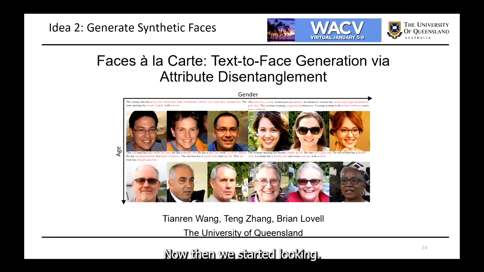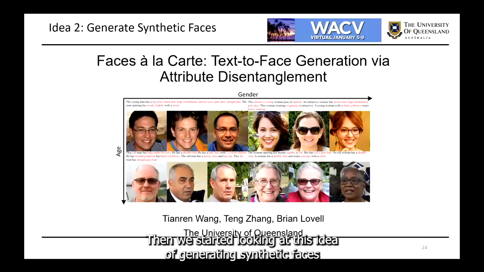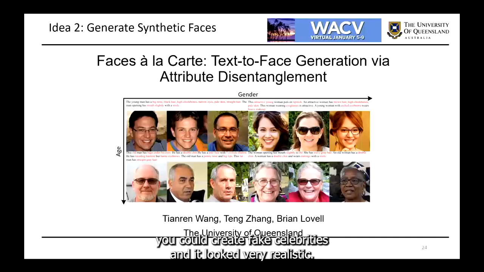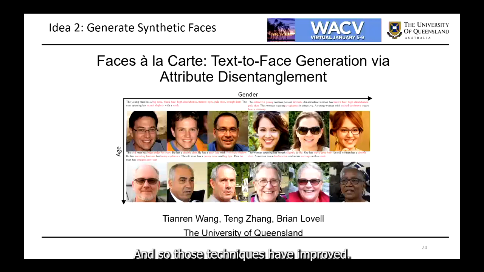Now, that was still a lot of work, so then we started looking at this idea of generating synthetic faces, because around 2018, 2019, StyleGAN came out and NVIDIA showed you could create fake celebrities. And they look very realistic. And so those techniques have improved.